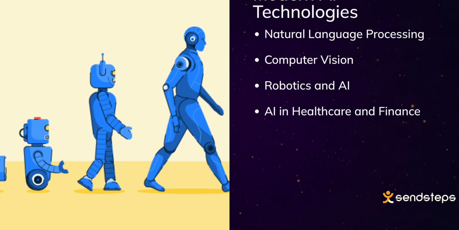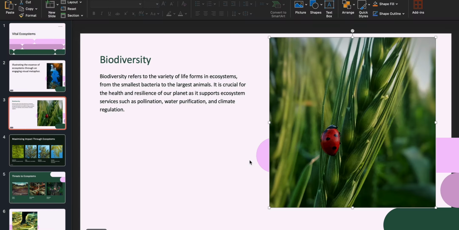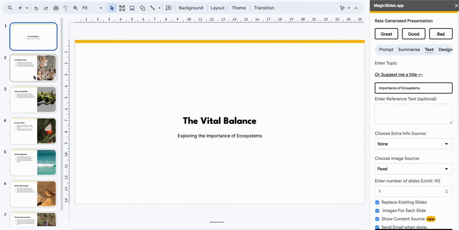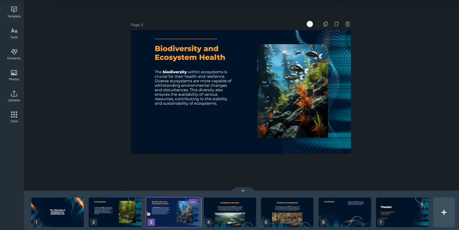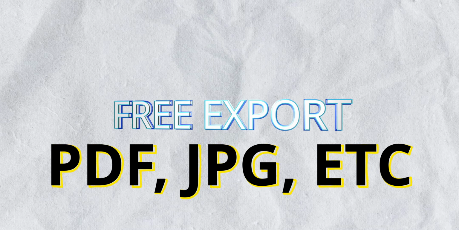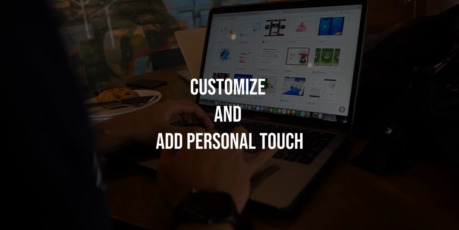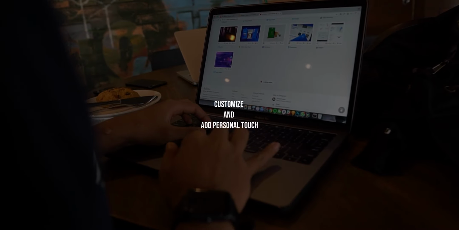Pro tip: want to add a custom touch to your AI-generated slides but the free plan limits edits? No problem. Here's a sneaky trick. Use the free features to brainstorm ideas and generate a solid structure for your presentation. Then export the slides as images and import them into a free design software like Canva. This lets you customize the design and add your personal touch for free.